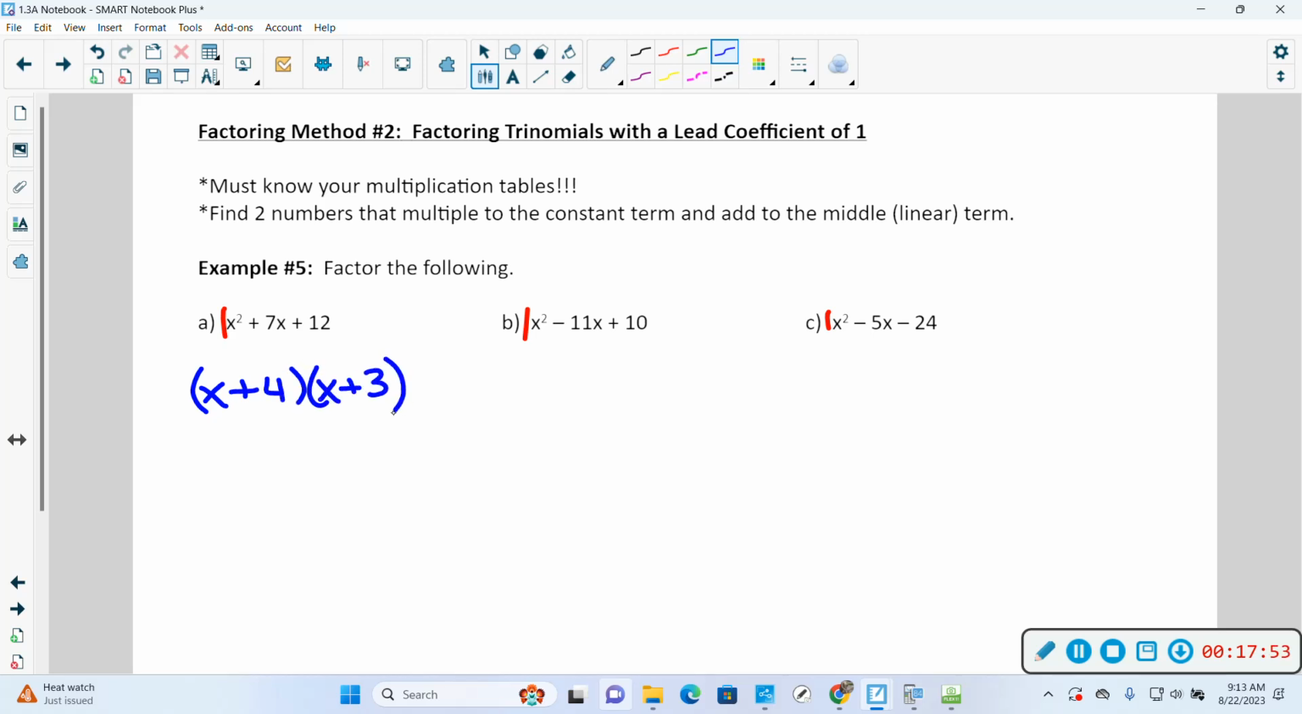And of course, you could have those switched. You could do x plus 3 first. You can always check your answer by FOILing it out, too. All right, multiply to 10, add to negative 11. Negative 10 and negative 1, yeah. Multiply to negative 24, add to negative 5. What do you got? Yeah, x minus 8, x plus 3.